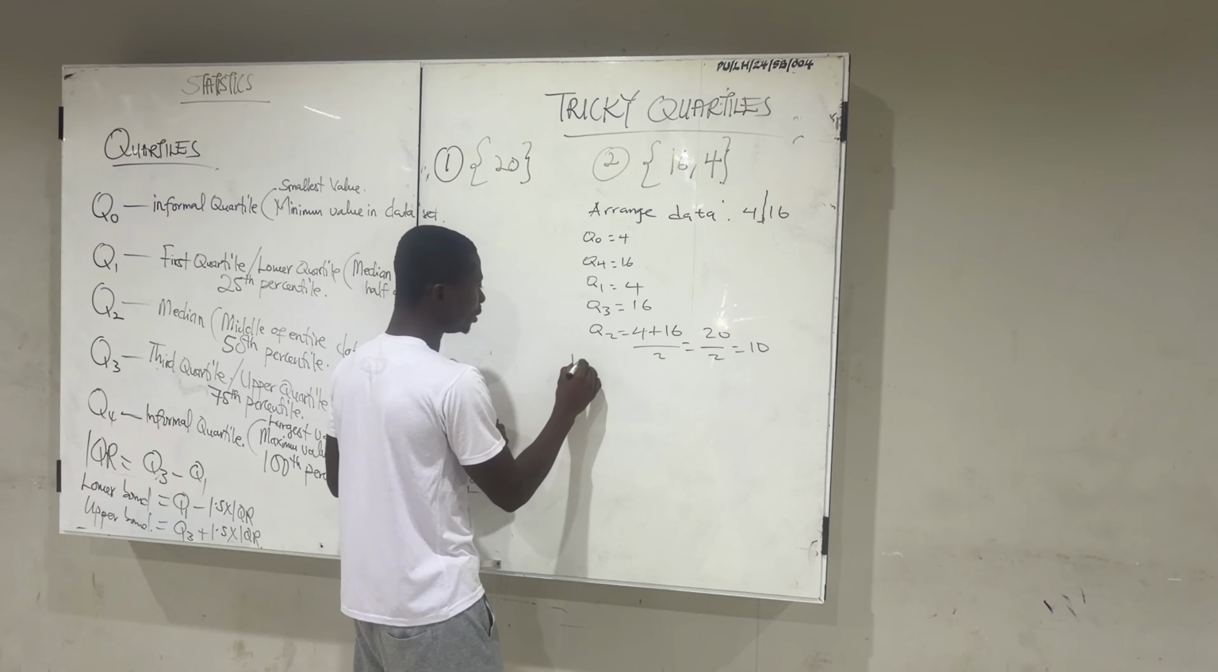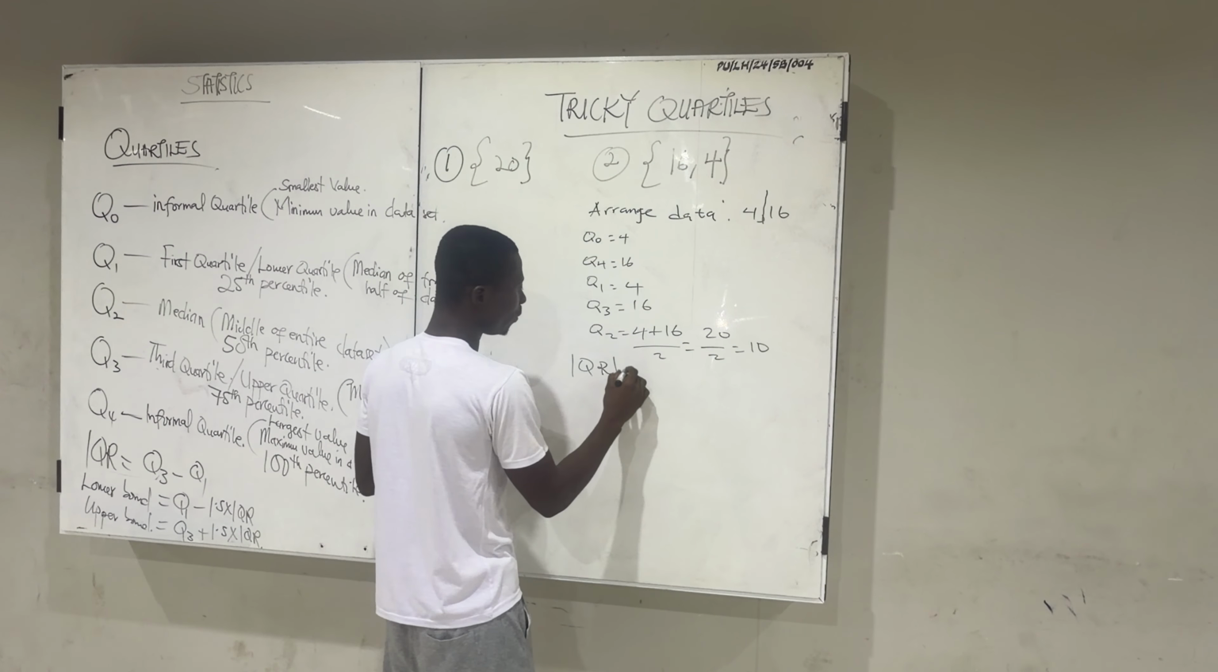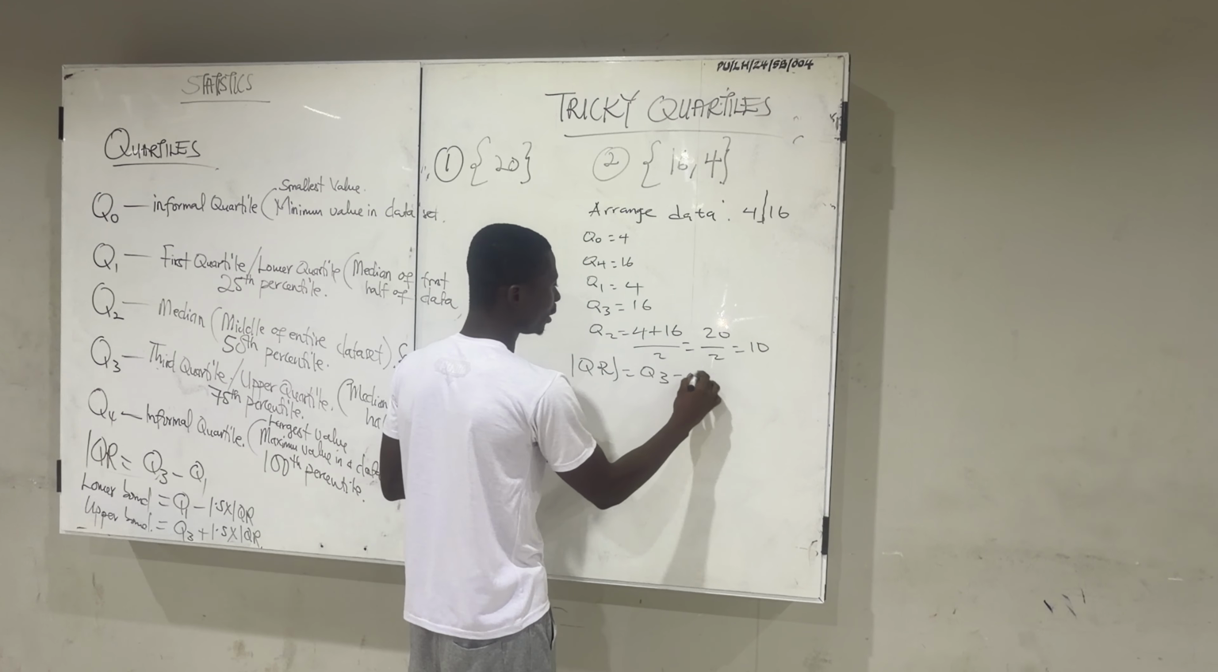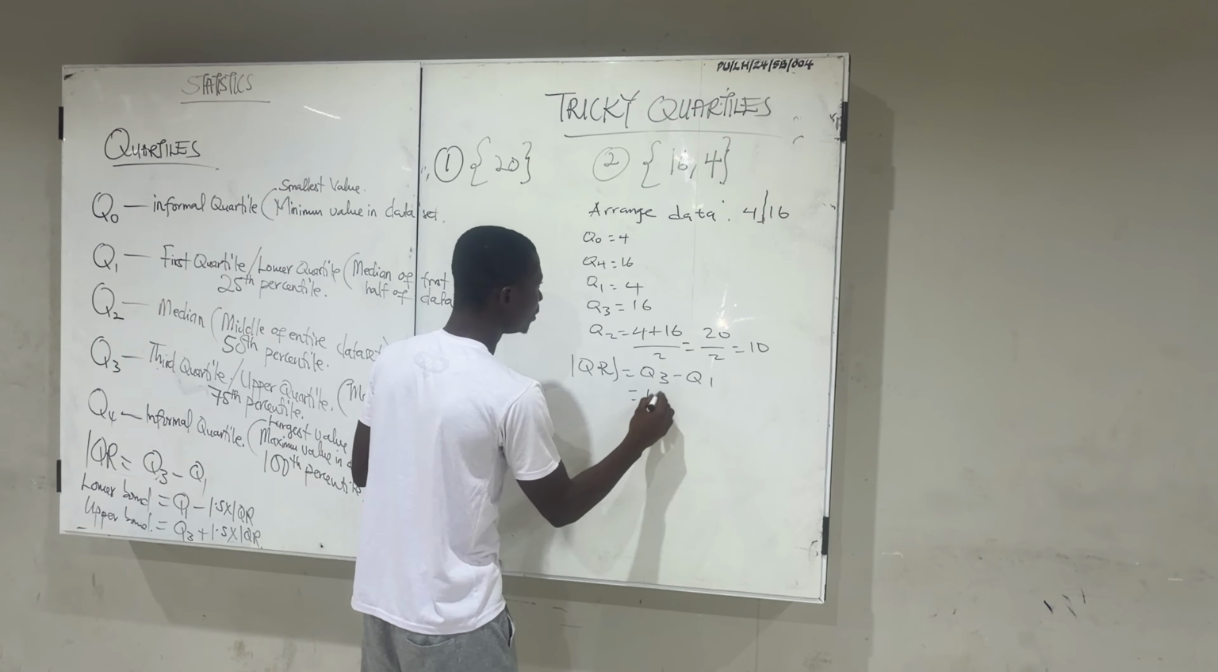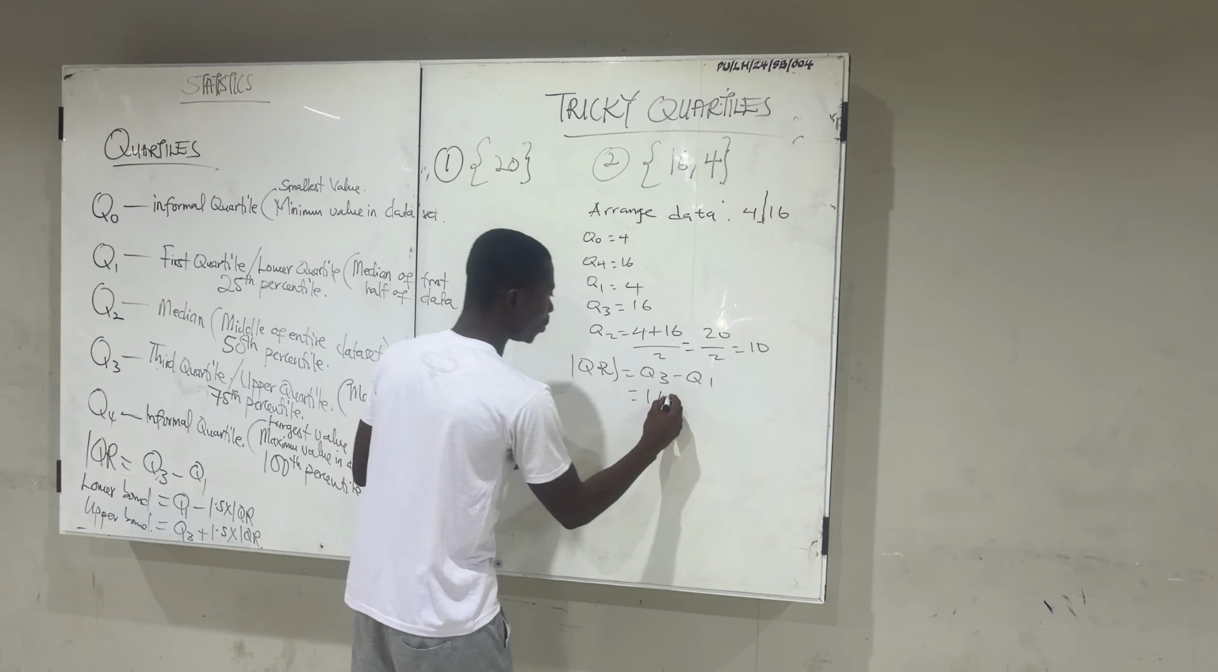In calculating for the interquartile range, we know the formula is Q3 minus Q1. Here our Q3 is 16, then our Q1 is 4. So we get 12 to be our interquartile range.